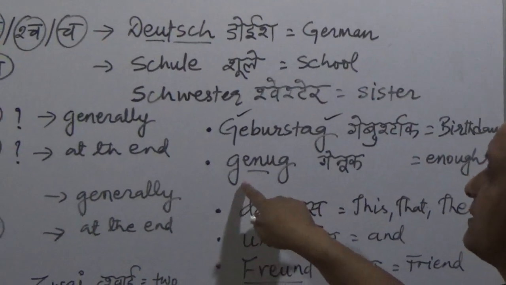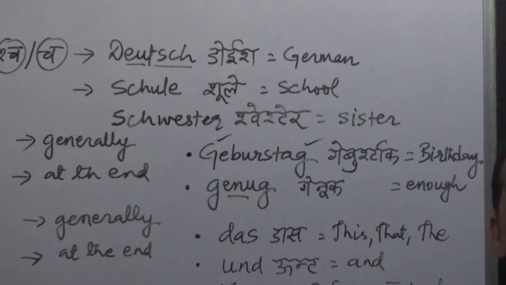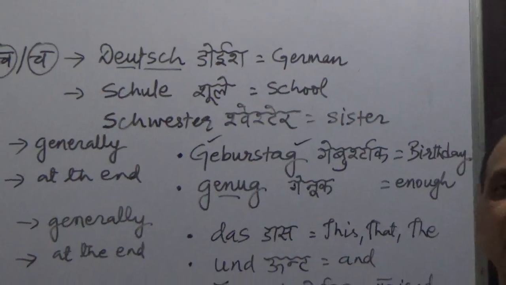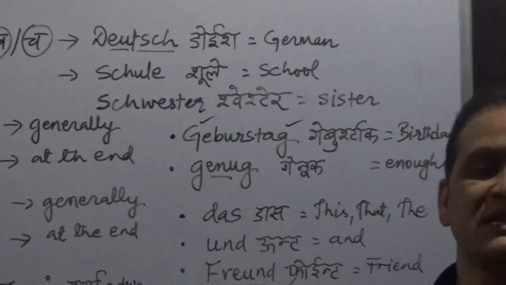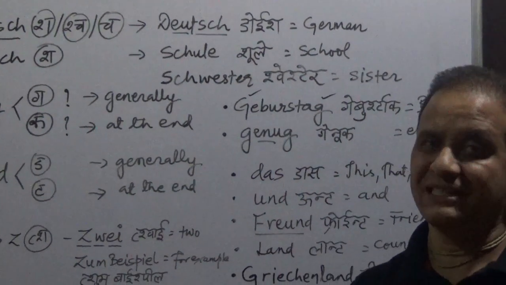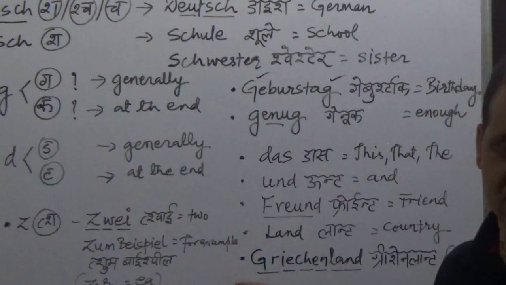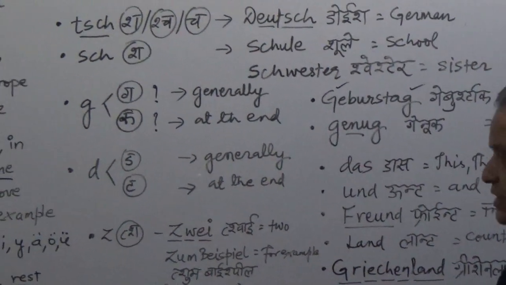G-A-N-U-G. Again, it is G and it is G. Genug means enough. Zum Beispiel kann ich sagen, das ist genug für heute. For example, I can say, das ist genug für heute. That is enough for today. Aber das ist nicht genug für heute. But that's not enough right now. I have a few things more to teach you.